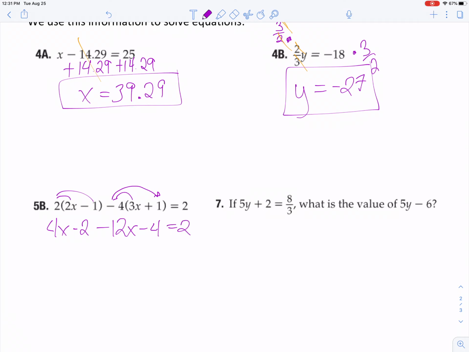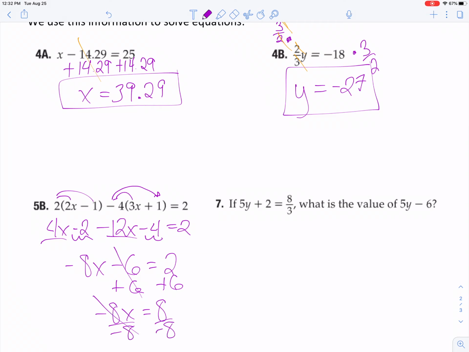Like so. Now we can combine like terms. So 4x and negative 12x is negative 8x. Negative 2 and negative 4 is negative 6. Move the 6 to the other side by adding, and whatever you do to one side, you have to do to the other. Now I'm going to divide by negative 8 to get x by itself. X equals negative 1. Okay, that is all for today.